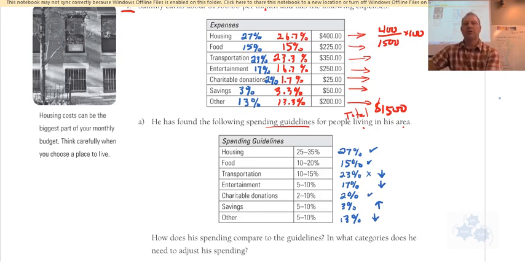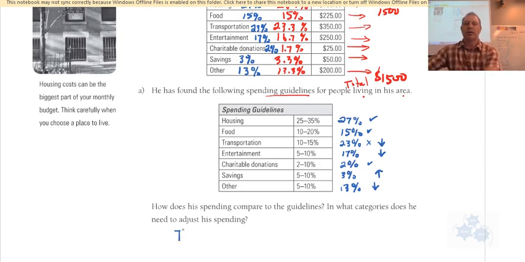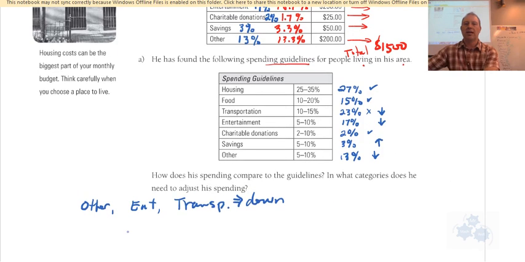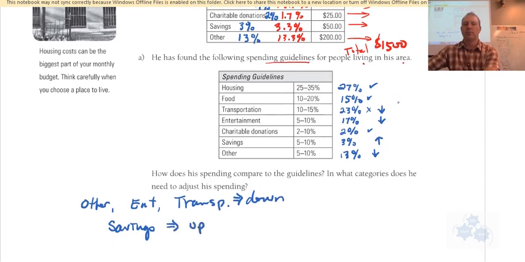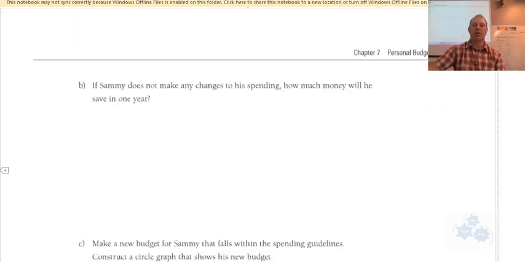So how does his spending compare? In what categories does he need to adjust his spending? Well, we can write that down here for B. Transportation has to come down, as well as entertainment has to come down. So let's just make that on the list. And other has to come down. And then he should be saving more, so savings should go up. That's kind of how we can compare with published guidelines.